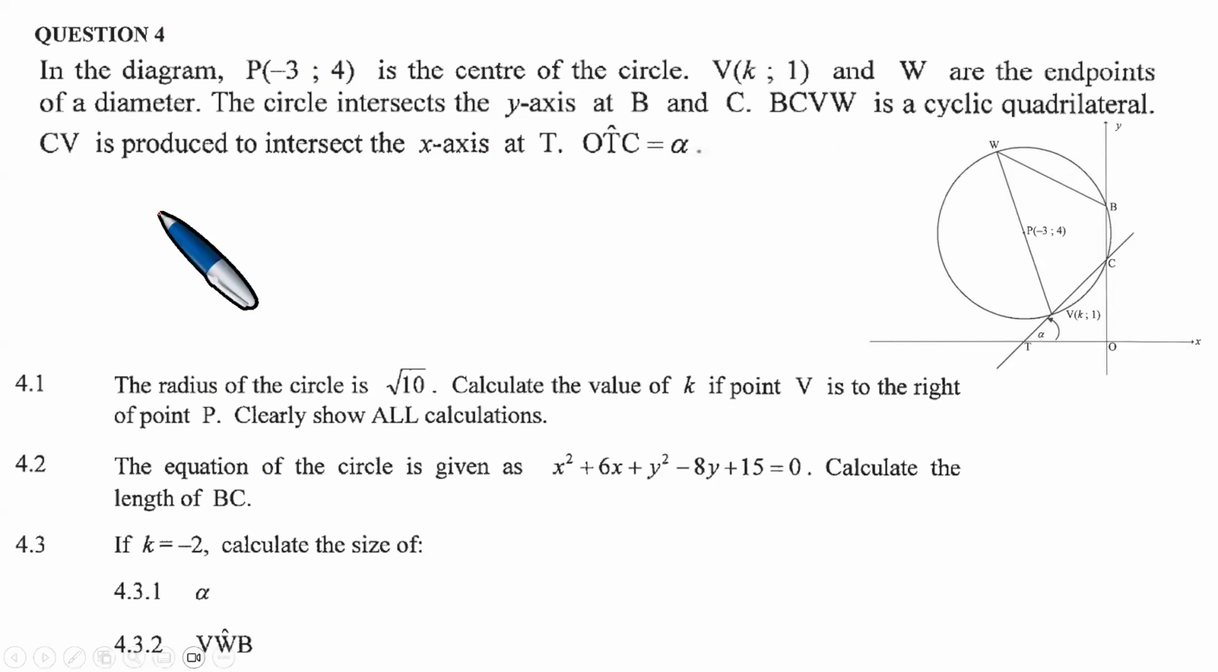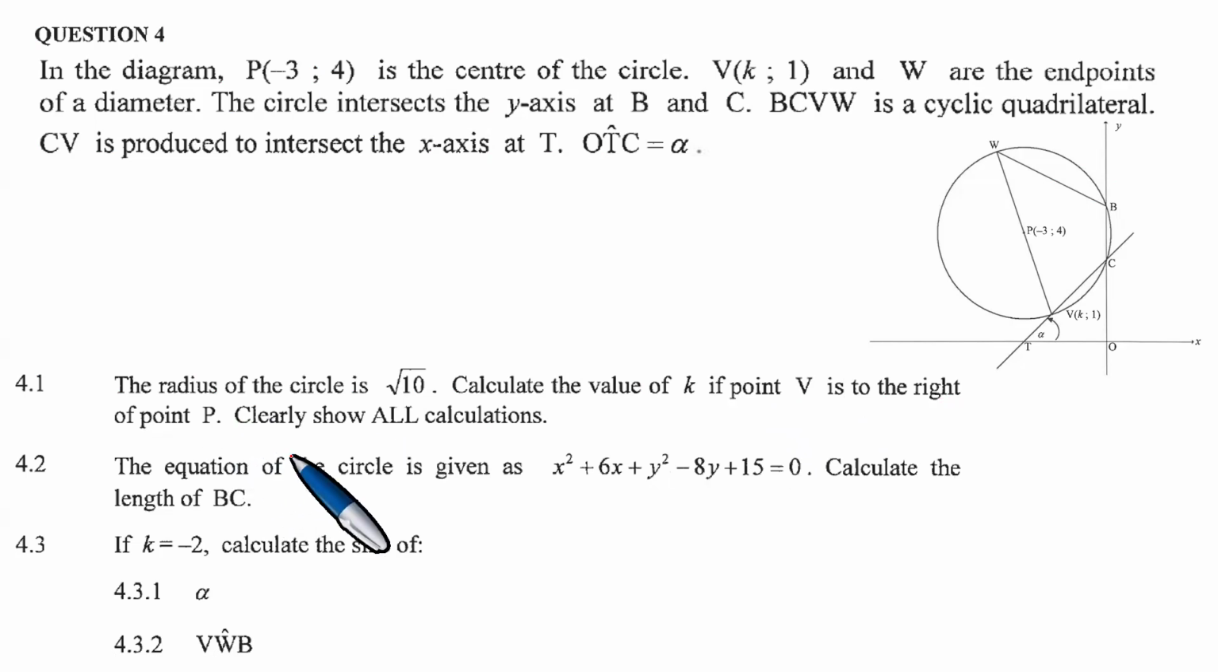CV is produced to intersect the x-axis at T. We can see it intersects the x-axis at the point T. Angle OTC equals alpha. The radius of the circle is the square root of 10, which you could also say is square root of 10 units, because radius is distance. Calculate the value of K if point V is to the right of point P.